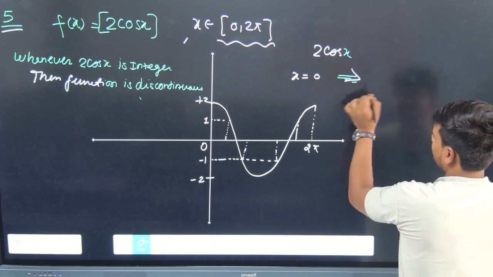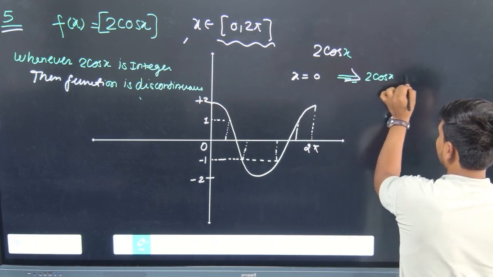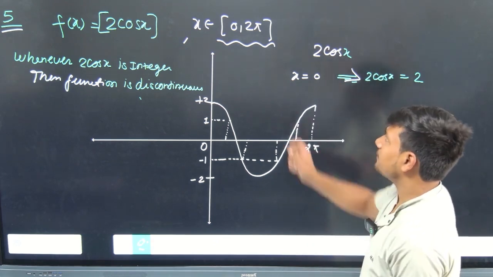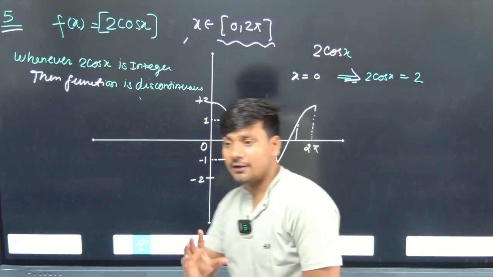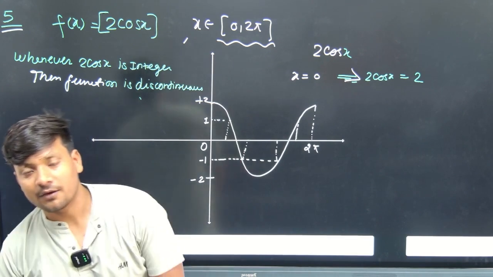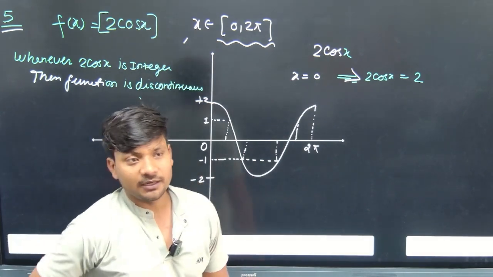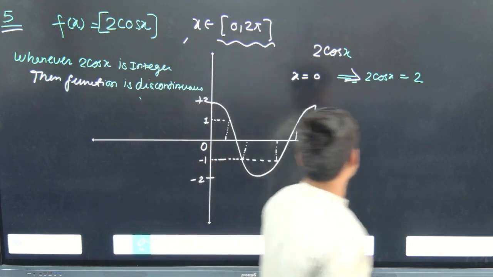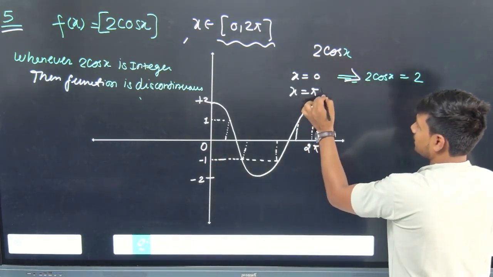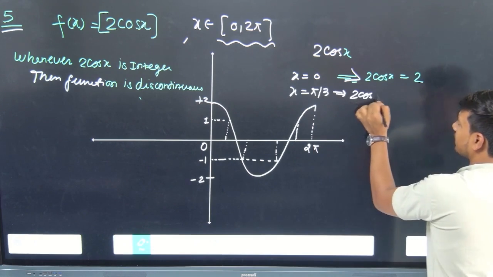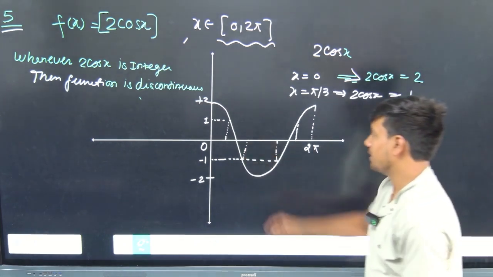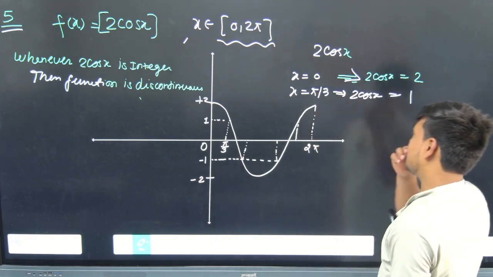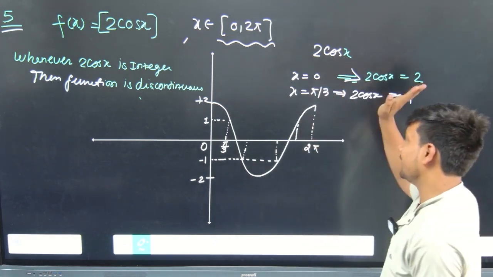When x equals 0, 2 cos x equals 2, right? Now at x equals pi by 3, we know the value of cos x. Whenever we put x equal to pi by 3, this function gives 1 by 2 into 2, that is 1, and again 1 is an integer. So at x equals pi by 3, 2 cos x equals 1, and we can see in the graph that at pi by 3 this gives 1. So at x equals pi by 3 also this is discontinuous.